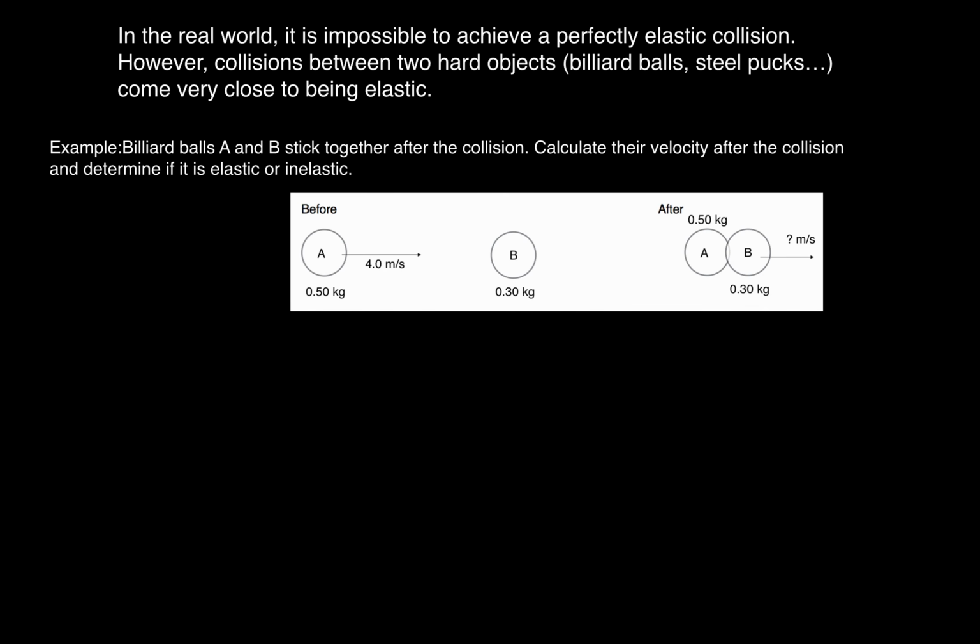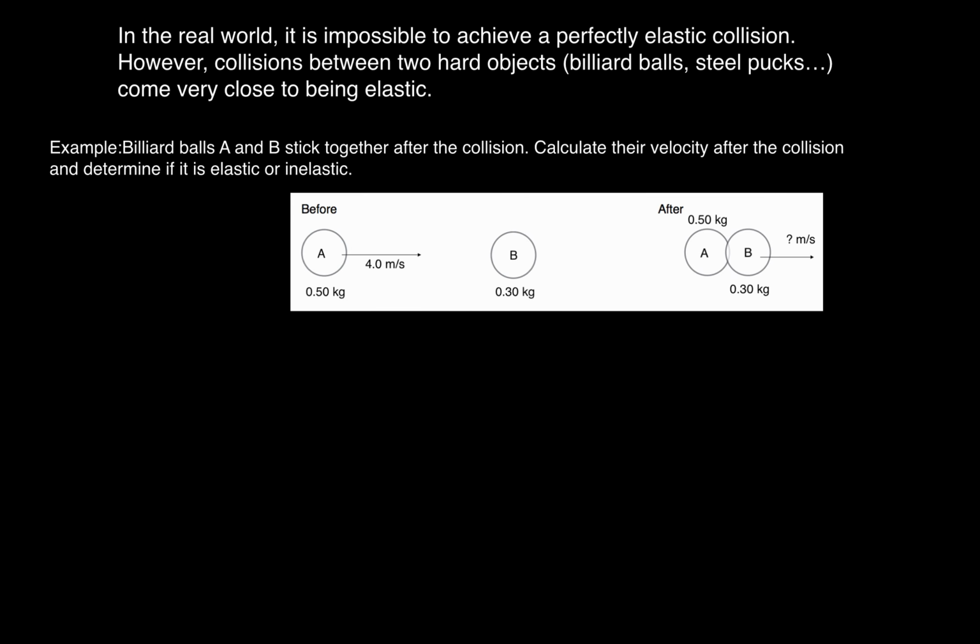Another example, and in this case we have a hit and stick collision. As I've already told you, a hit and stick collision will always represent some kind of deformation of the object or change in the object's shape, and as a result they will always be inelastic. But we're going to show this through our calculations in this example. Billiard balls A and B stick together after the collision. Calculate their velocity after the collision and determine if it is elastic or inelastic.